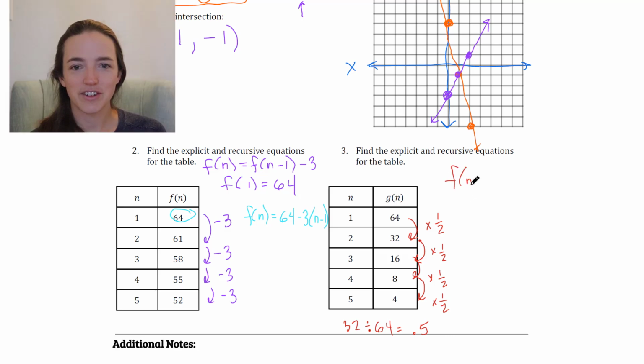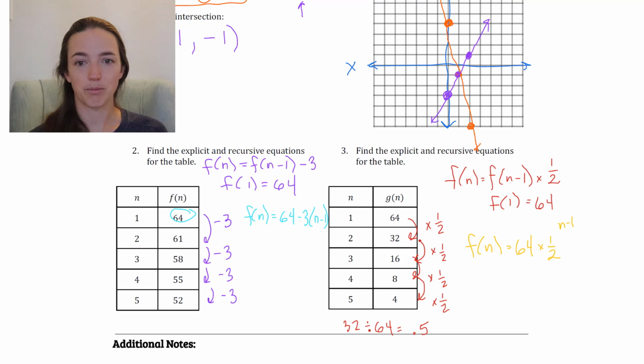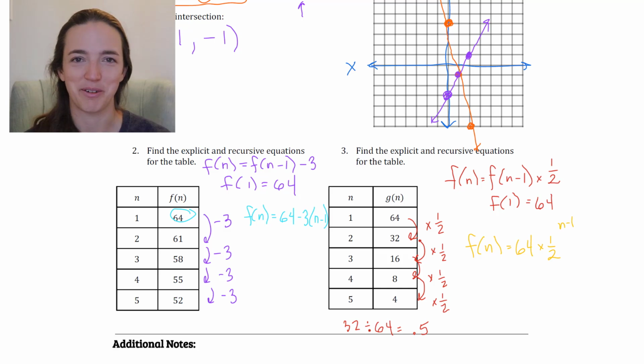Okay, recursive, f(n) equals f(n-1) times a half. And we have to say where we started. Same as the last one, f(1) equals 64. And then explicit, f(n) equals, we're starting at 64, we are multiplying by a half. Since we're doing multiplication, I'm going to raise to the n, and since we're starting at step 1, -1. Throwback there. It's been a while since we've done a recursive equation. It feels good. All right, cool.